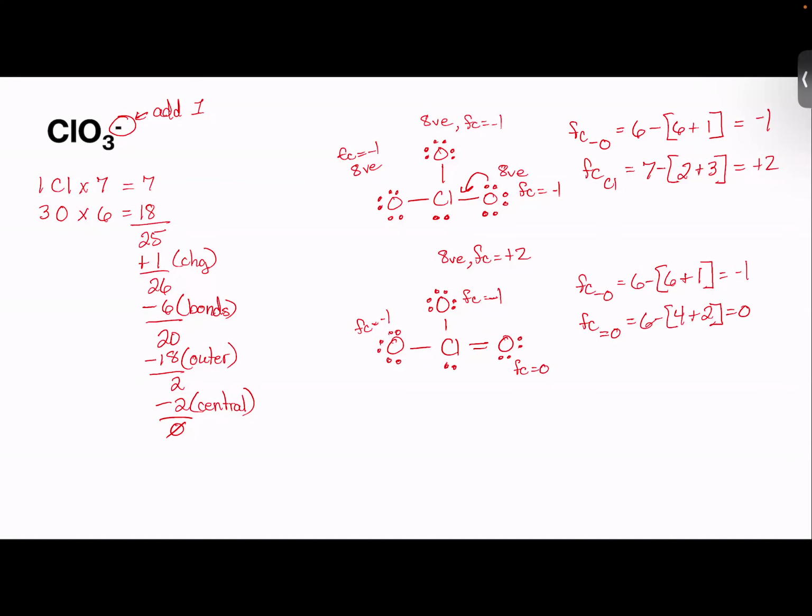Our chlorine, it is 7 valence electrons -1 for every dot. There are 2 dots +1 for every bond. It now has 4 bonds, so it now has a +1 formal charge. So we went from a total of 5 formal charge to a total of 3 formal charge. That is much better.